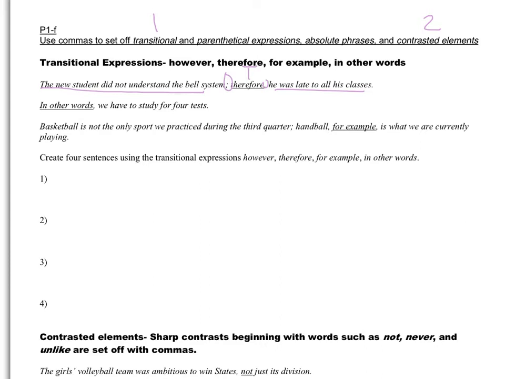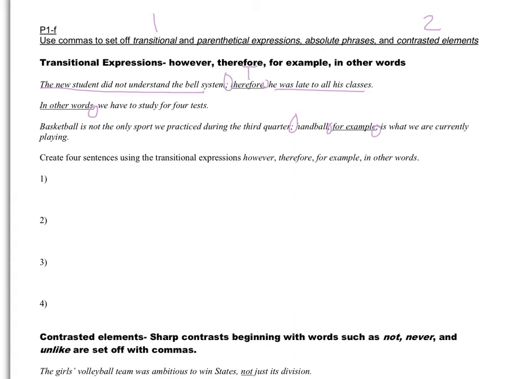In other words, we have to study for 4 tests. If a transitional phrase is before the subject of the sentence, put a comma between the transitional expression and the subject. Basketball is not the only sport we practice during the 3rd quarter. Handball, for example, is what we are currently playing.